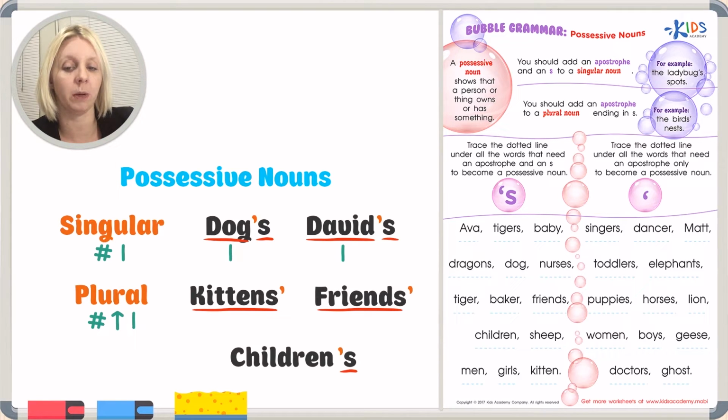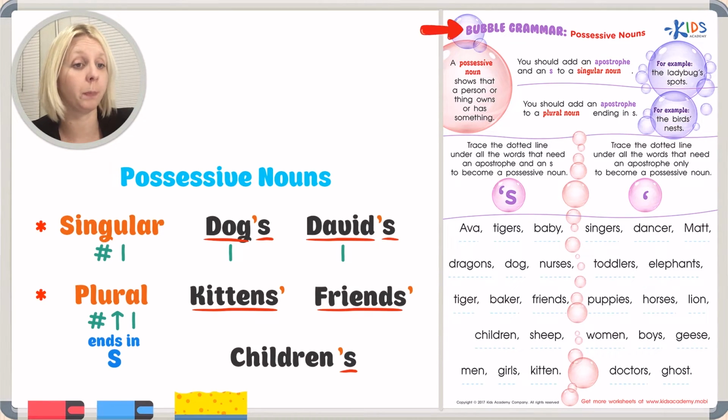And this one is kind of tricky because it's still plural, it's more than one, but let's add to this: more than one and ends in S. This is how we know what to do on this one. If it's plural, more than one, and ends in S, we add just an apostrophe. And on this one, it is singular. And the example of children's: children is plural, but it doesn't end in S, so it doesn't follow this rule right here.